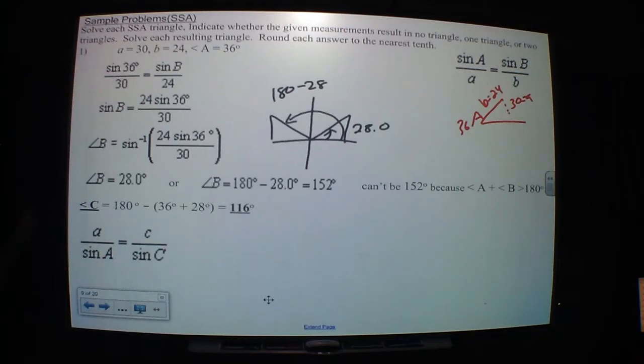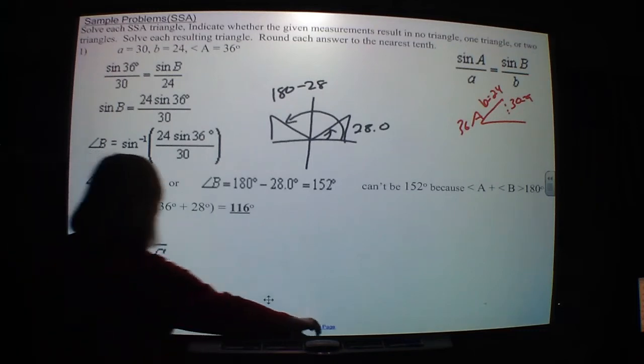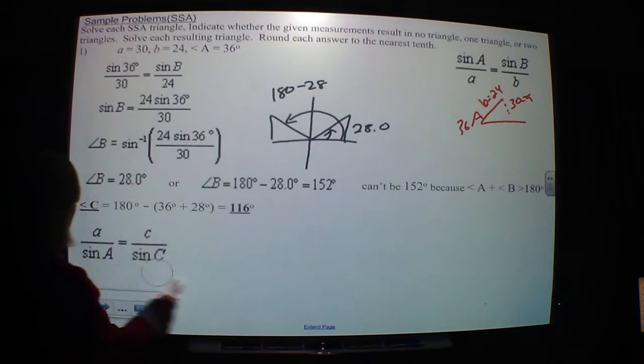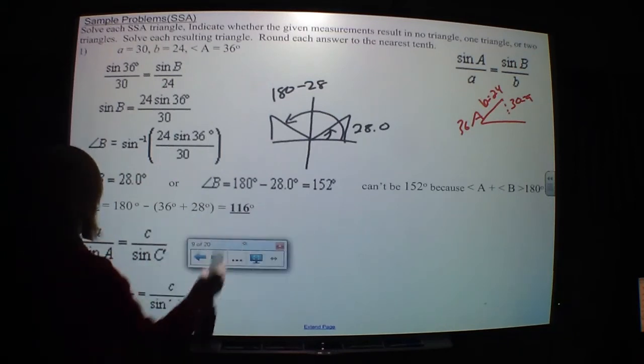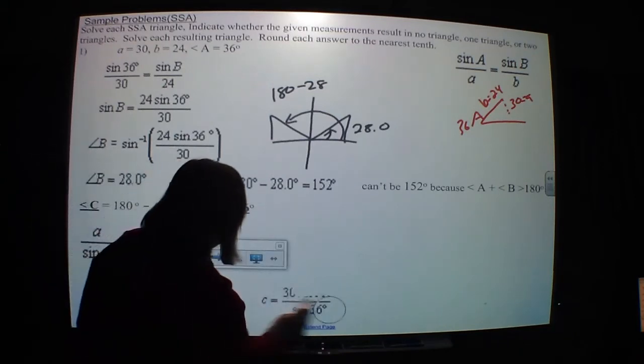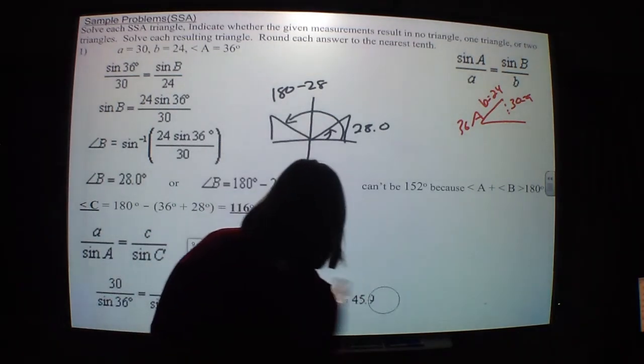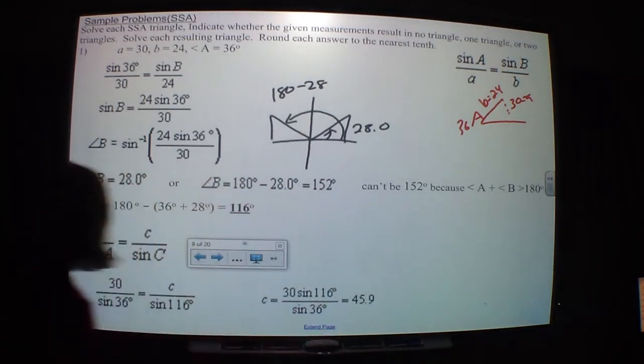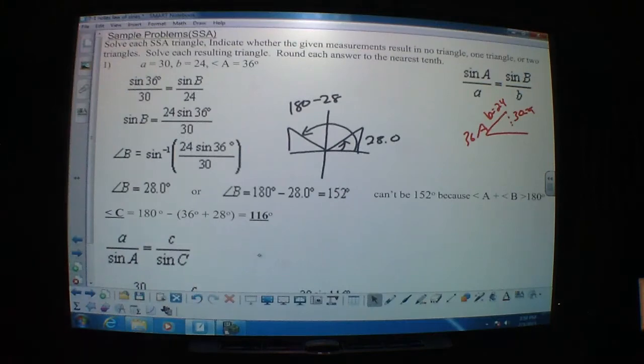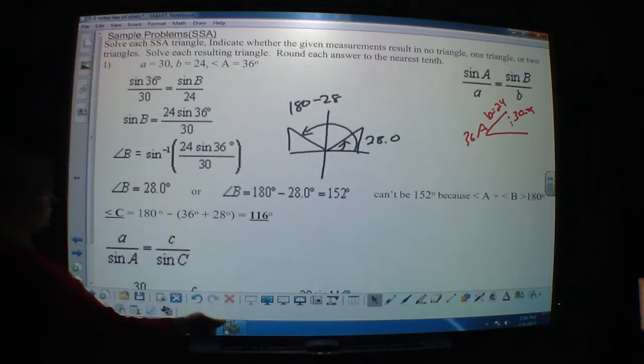So A is 30. Angle A is 36. Side C, I don't know. And angle C is 116. So put it in your calculator. And you should get 45.9. So let me do it in my calculator and let's see. Here's my calculator right here.